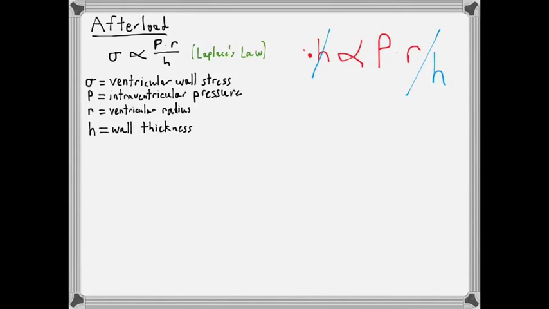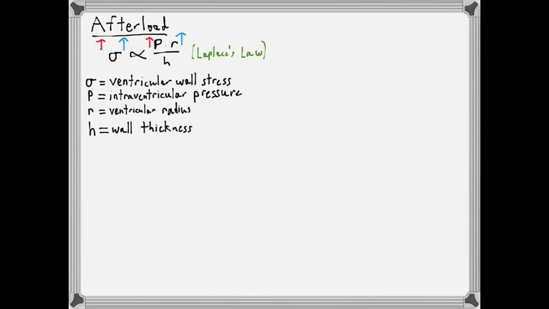So going back to our relationship, if we are to see an increase in intraventricular pressure, we'll see a corresponding increase in ventricular wall stress. If we are to see an increase in ventricular radius, as we might see with ventricular chamber dilation, we would also see an increase in ventricular wall stress.